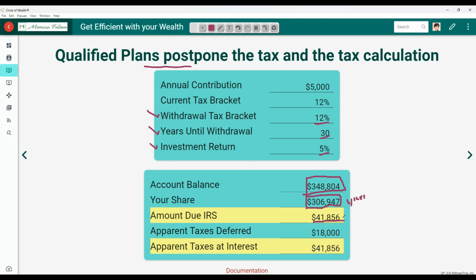$42,000. Let me help you understand that you postponed giving the government $18,000 so you could turn around and give them $41,000. Now, does that make any sense at all? Did you save taxes at all? We do not save taxes in qualified plans. We postpone taxes. And the reason is because the government is smart and their retirement plan is the same as yours.